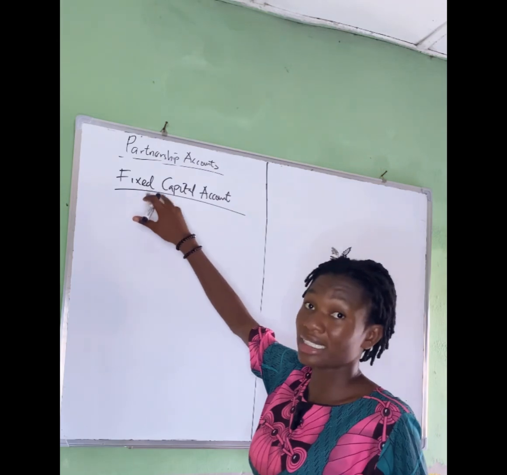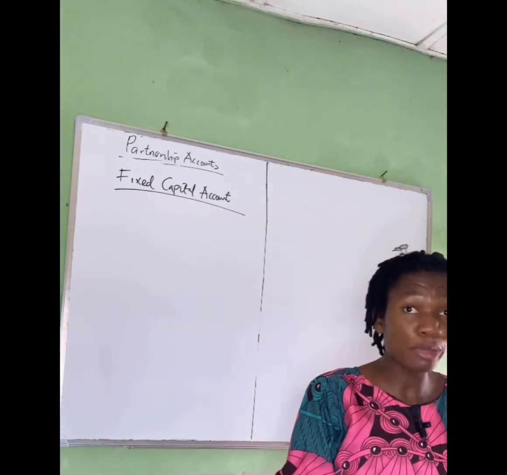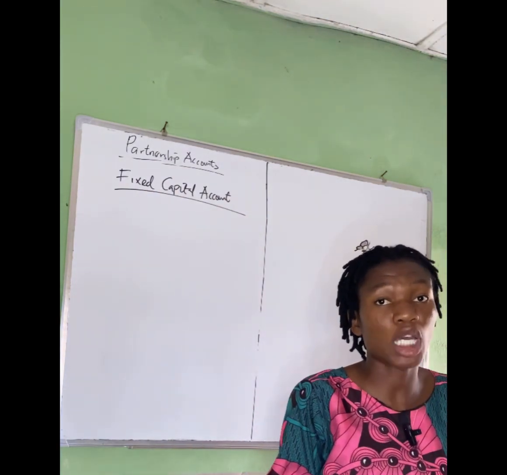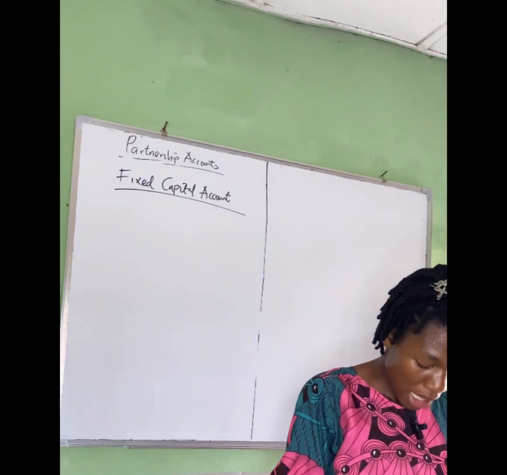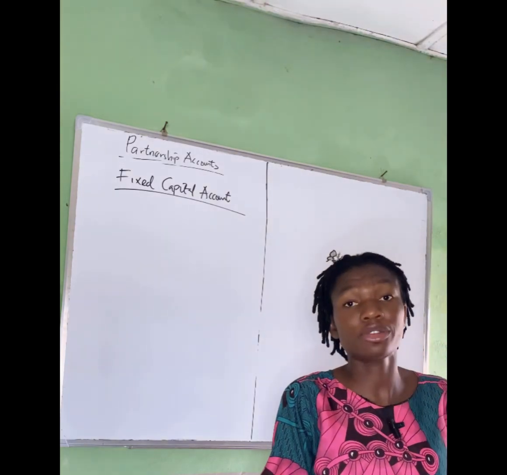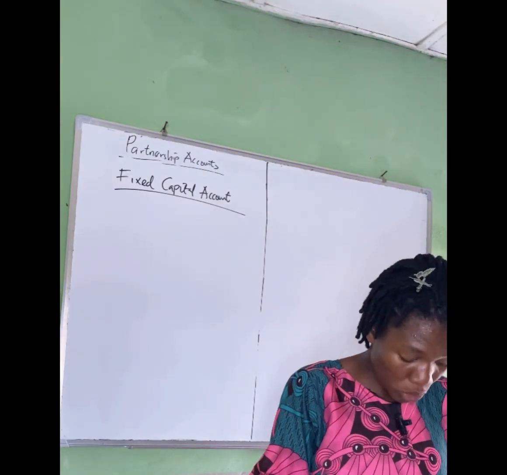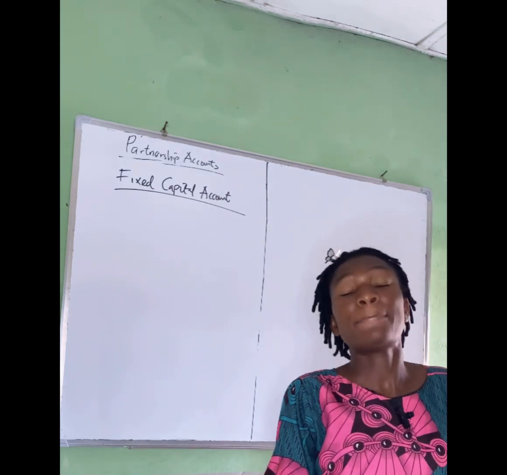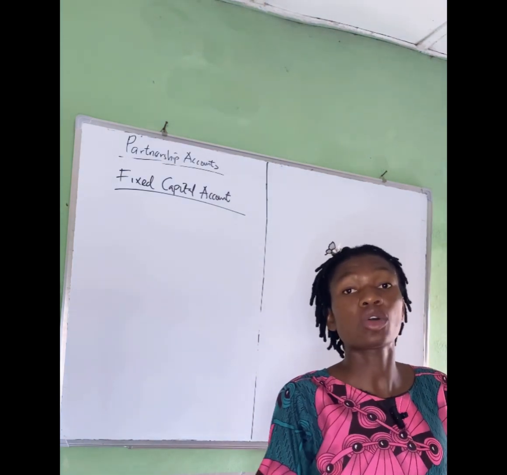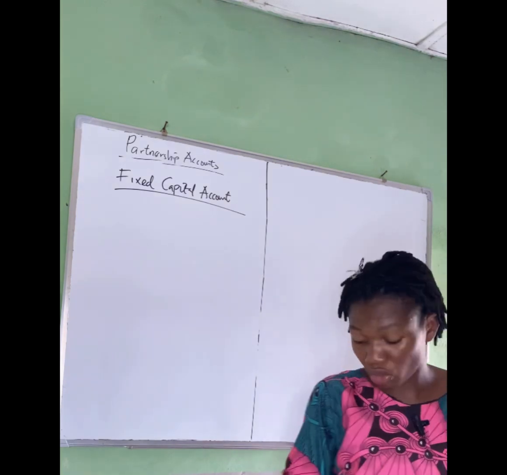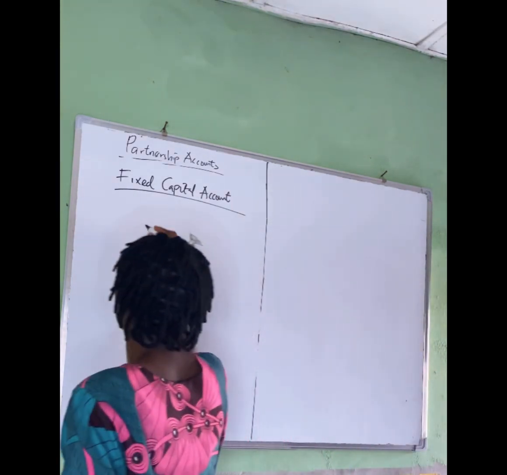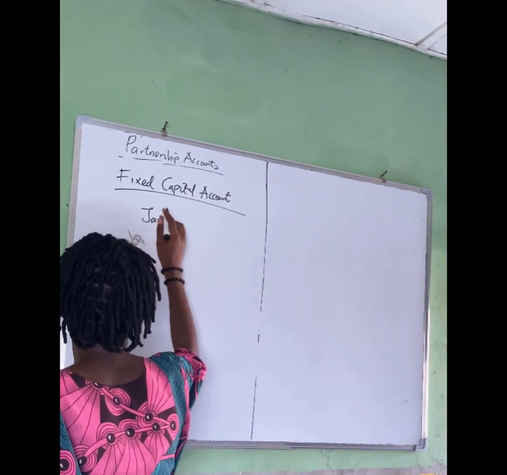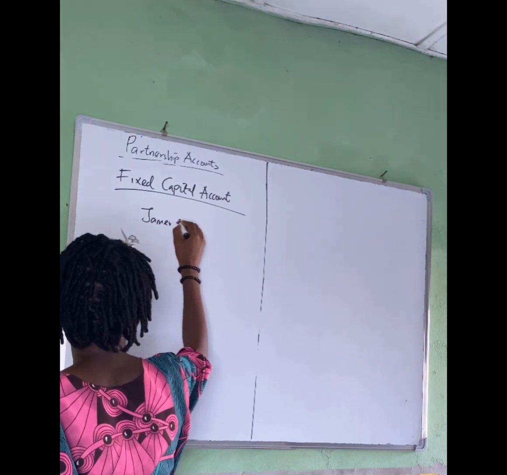We are maintaining the fixed capital account here, so that means we are going to be preparing two separate accounts, one for capital and one for current. We have done the appropriation account in our previous video. In this video we are going to show the partners' capital account and then their current account. The first thing we'll do is the capital account for James and John.